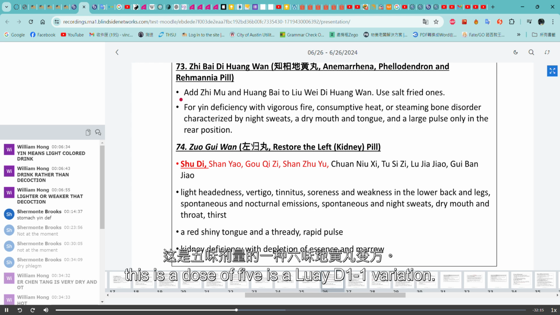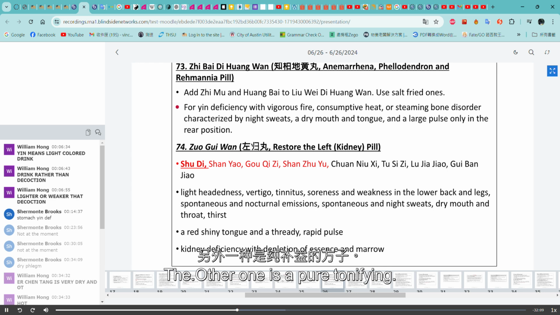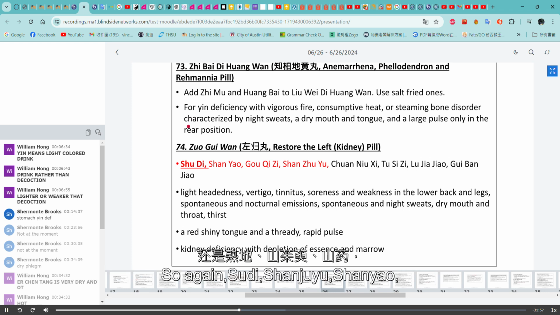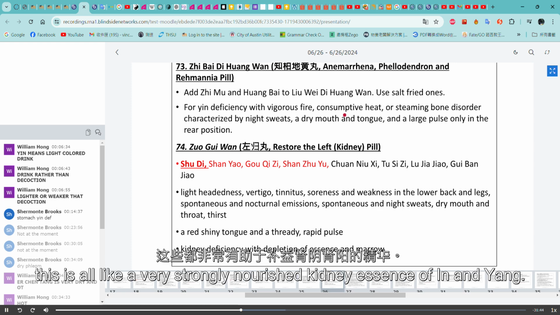So these five are Liu Wei Di Huang Wan variations, and the other one is pure tonifying without balancing the damp and heat in the lower jiao. So again, Shu Di, Shan Zhu Yu, Shan Yao, this is Liu Wei Di Huang Wan's nourishing herbs. And Gui Ban Jiao, Lu Jiao Jiao, these are all very strongly nourishing kidney essence, yin and yang.